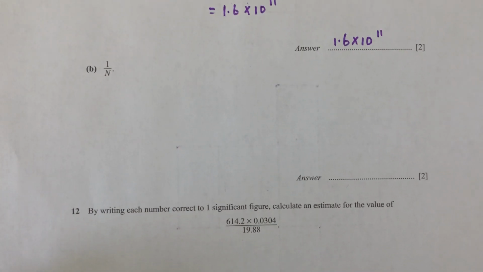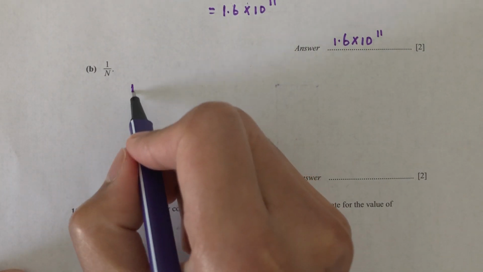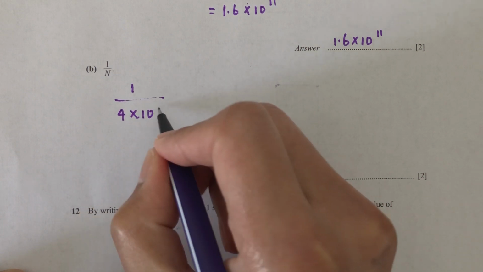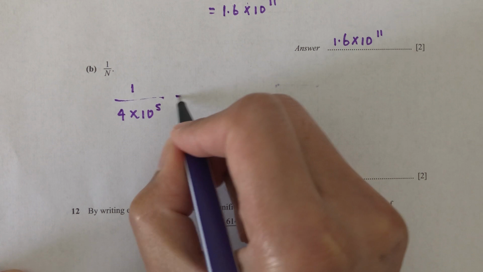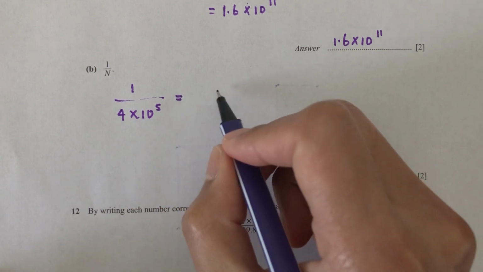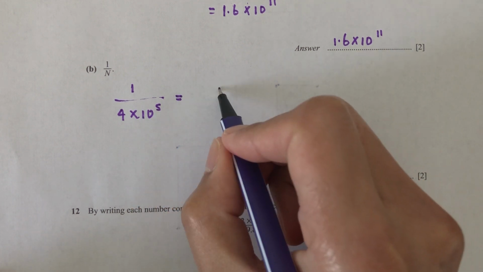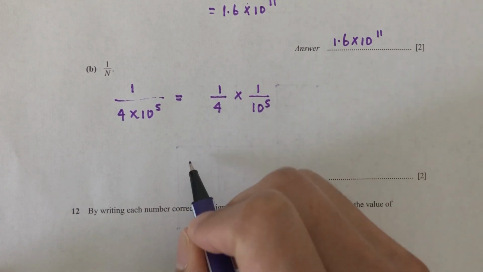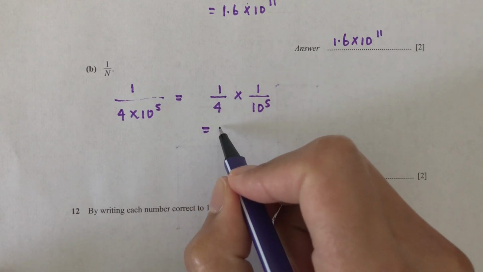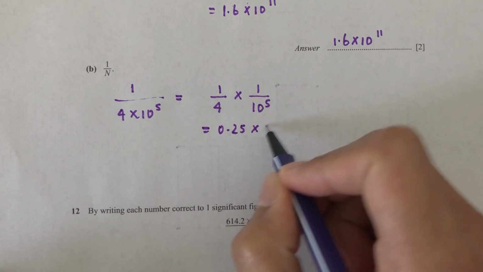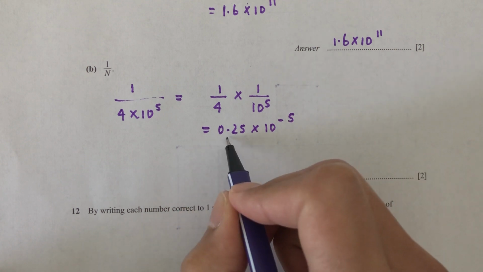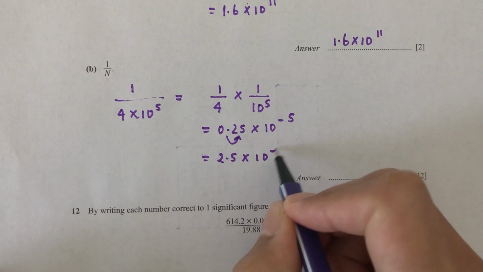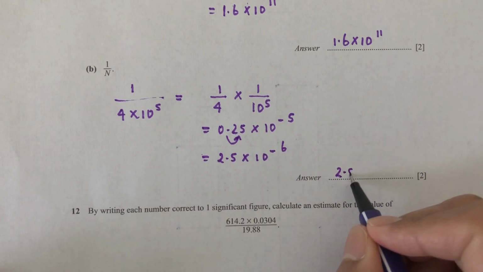Okay, the next one will be 1 divided by n. So it will be 1 divided by n, and it's 4 times 10 to the power of 5. So that can be rewritten as 1 over 4 times 1 over 10 to the power of 5. So 1 divided by 4 will be 0.25 times 10 to the power of minus 5. So we have to move one decimal place. It will be 2.5 times 10 to the power of minus 6. And that will be your answer.